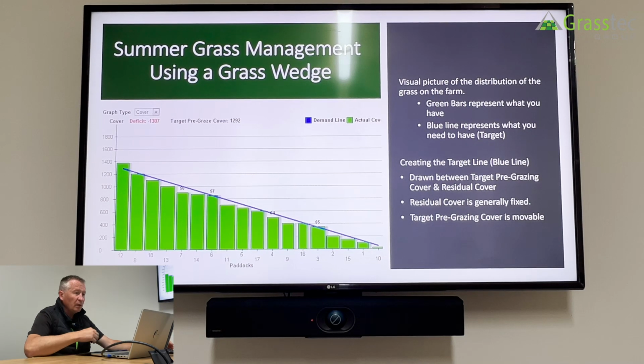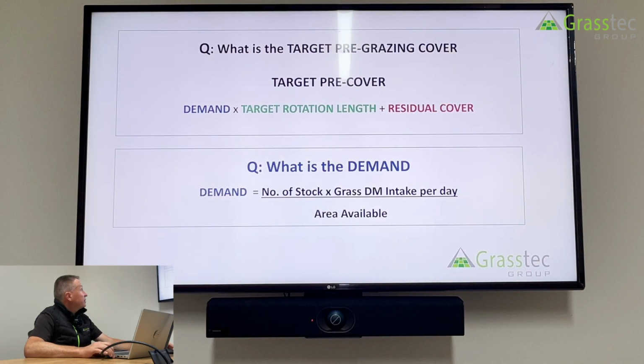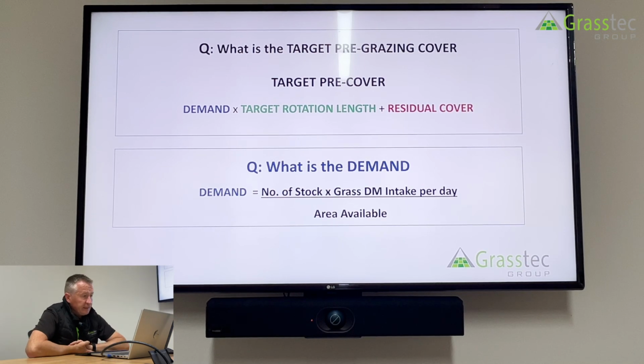Okay, so the next slide then just shows where those figures come from. So the target pre-grazing cover, it's a calculation where the demand on the farm multiplied by your target rotation length plus the residual cover, which is generally set at approximately 50. So it's demand times target rotation length plus the residual, again, gives you your target pre-grazing cover for the herd at that time.